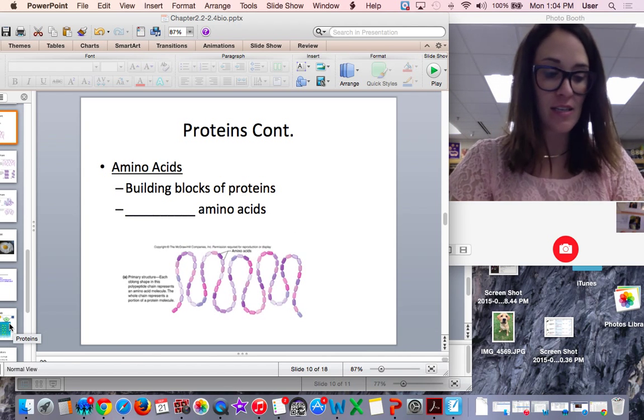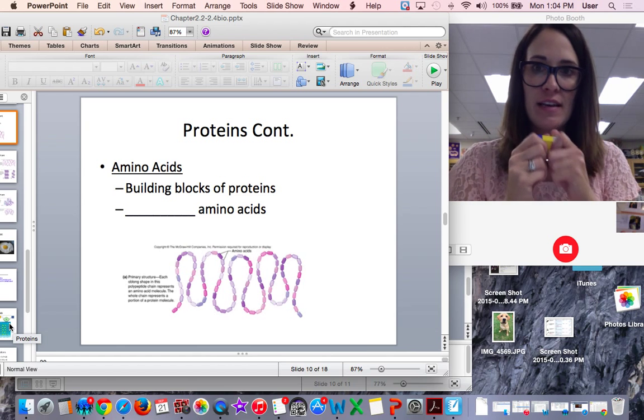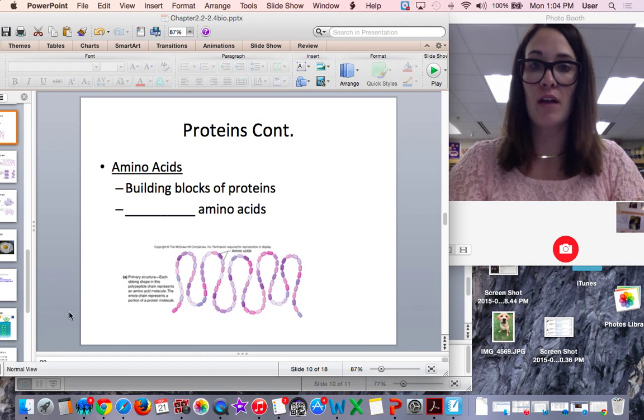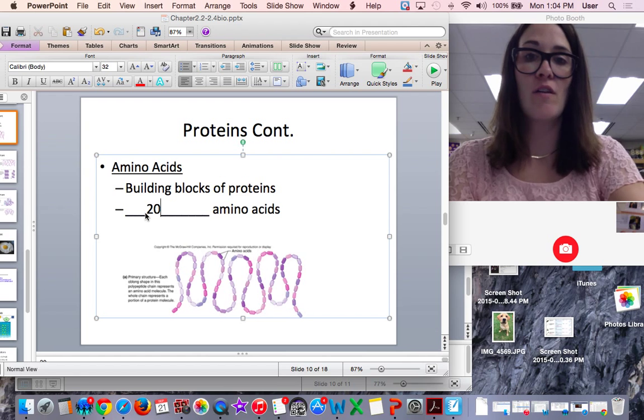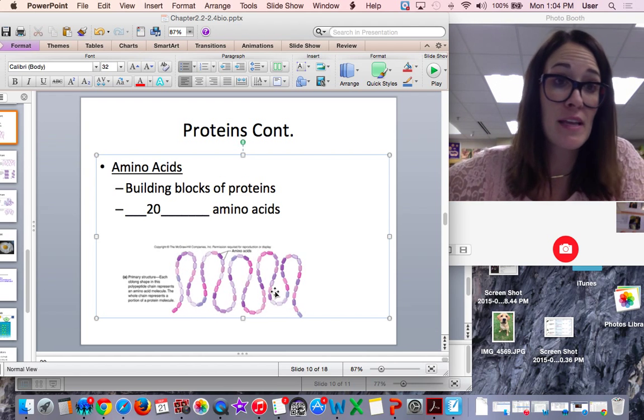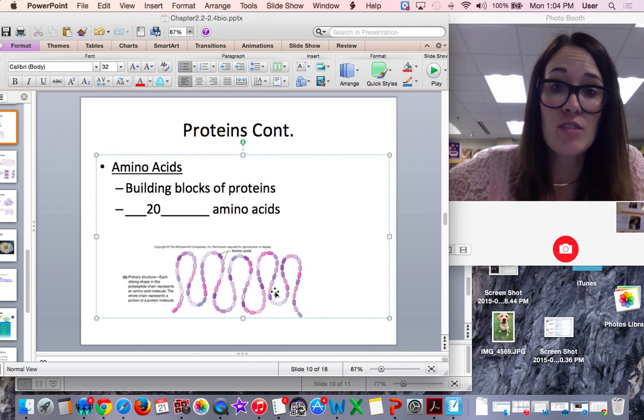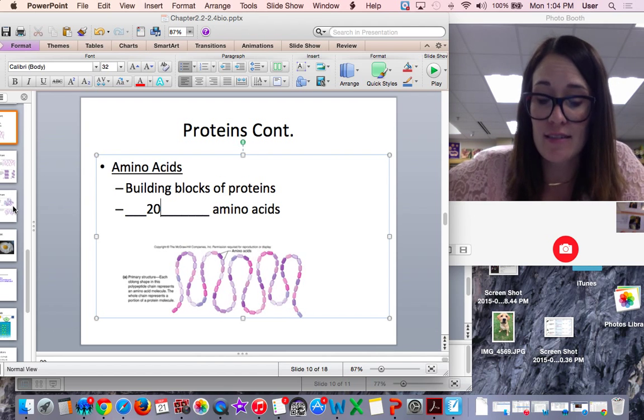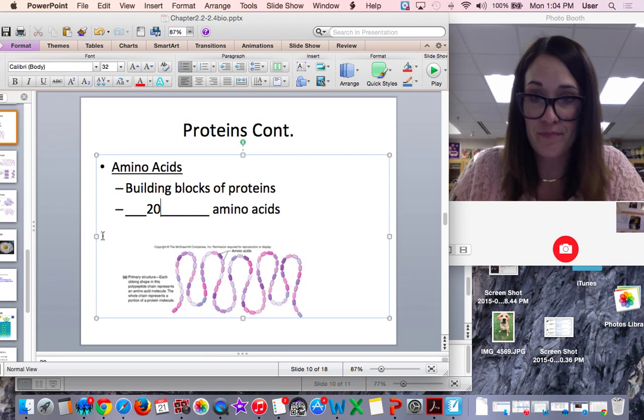The building blocks, like I just said, I think of Legos. Amino acids are the building blocks of proteins. In your body, you have 20 different amino acids, and this picture just shows what looks like beads on a string. The beads represent different amino acids that are joined together.